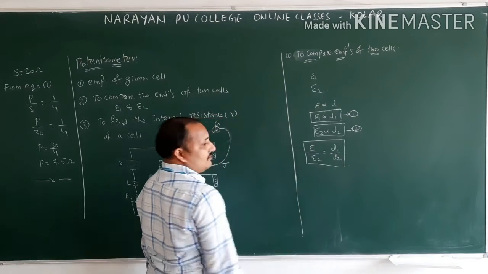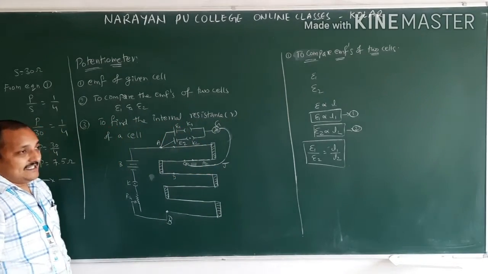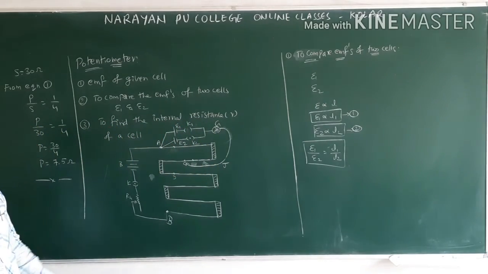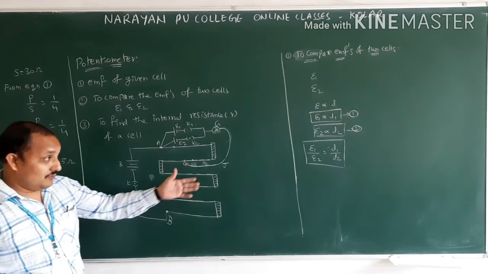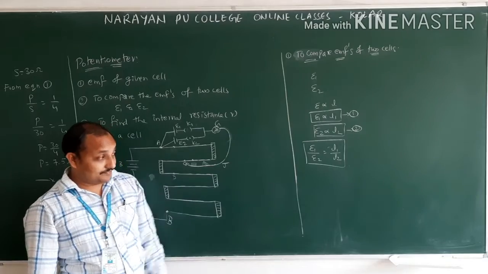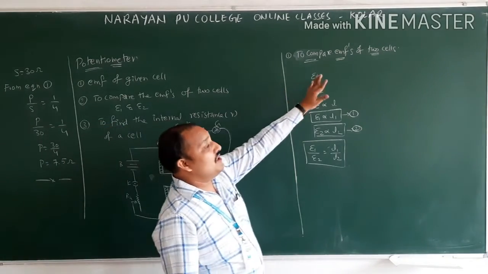You know L1 and L2, so you will get some value here. Then you will know which is more and which is less. So this is how to compare the EMFs of two cells.